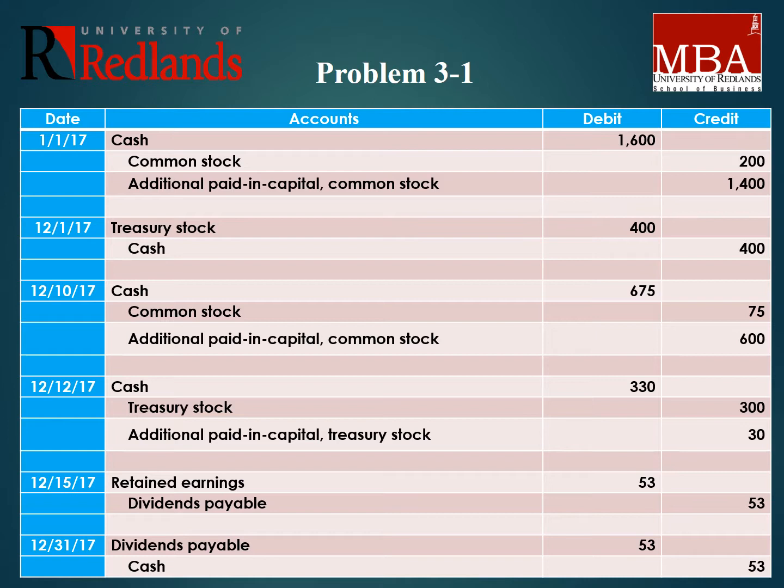Well, remember, we only paid dividends on outstanding shares. So you have to go back to the very first transaction and work your way down until you come to the dividends. Remember, on January 1st, we issued 200 shares, and then on December 1st, we purchased back 40 of those shares. So it would be the 200 minus the 40. But then, on December 10th, we issued 75 more shares, and on December 12th, we issued 30 of the treasury shares. So if you take the 200 minus the 40 plus the 75 plus the 30 and multiply that by the 20 cents, that gives you 53.